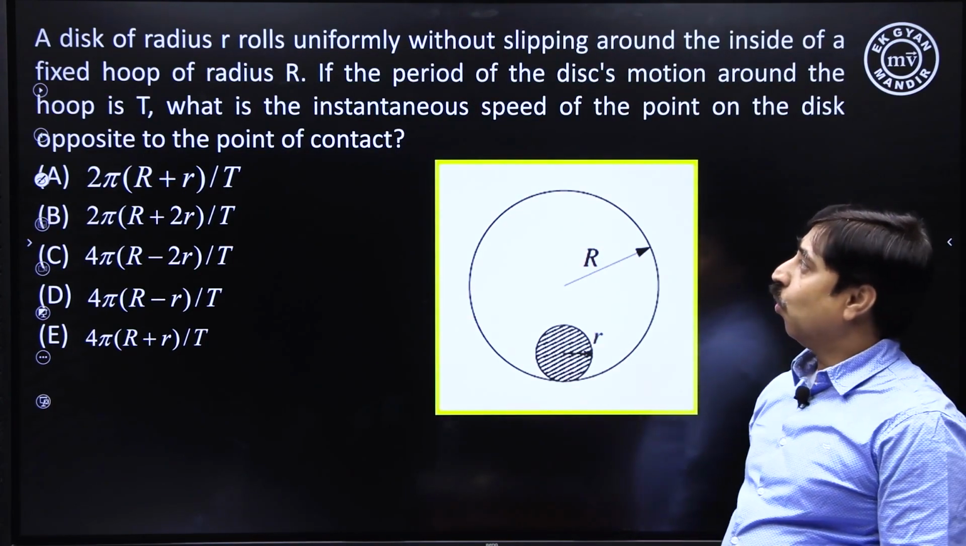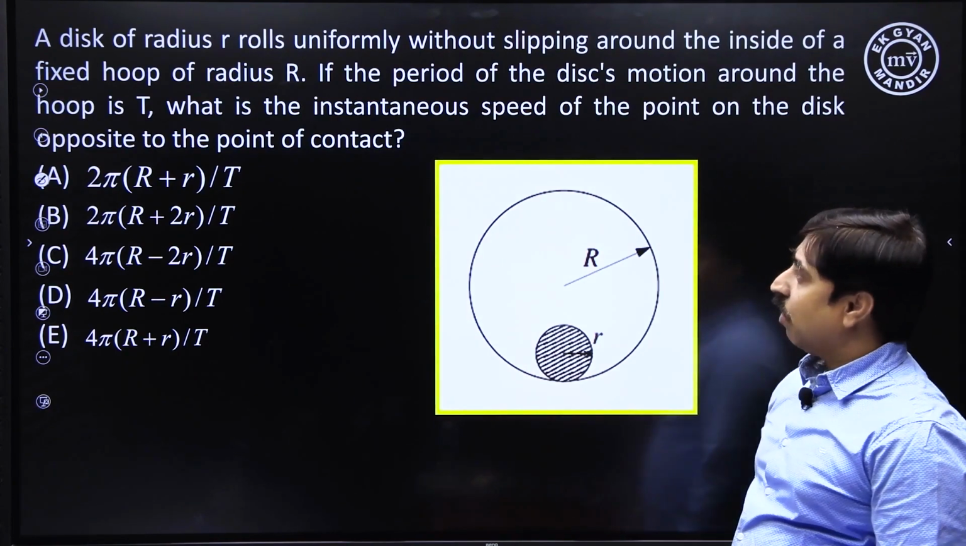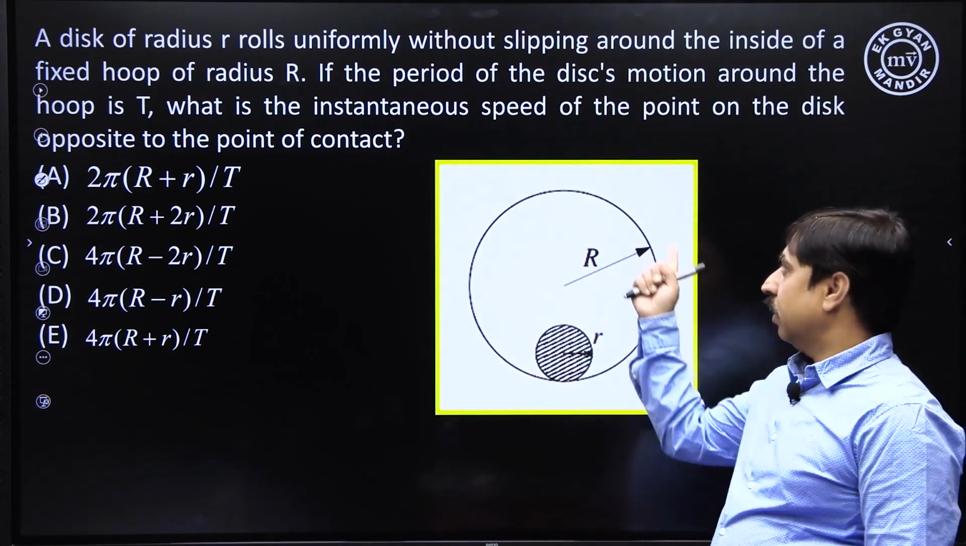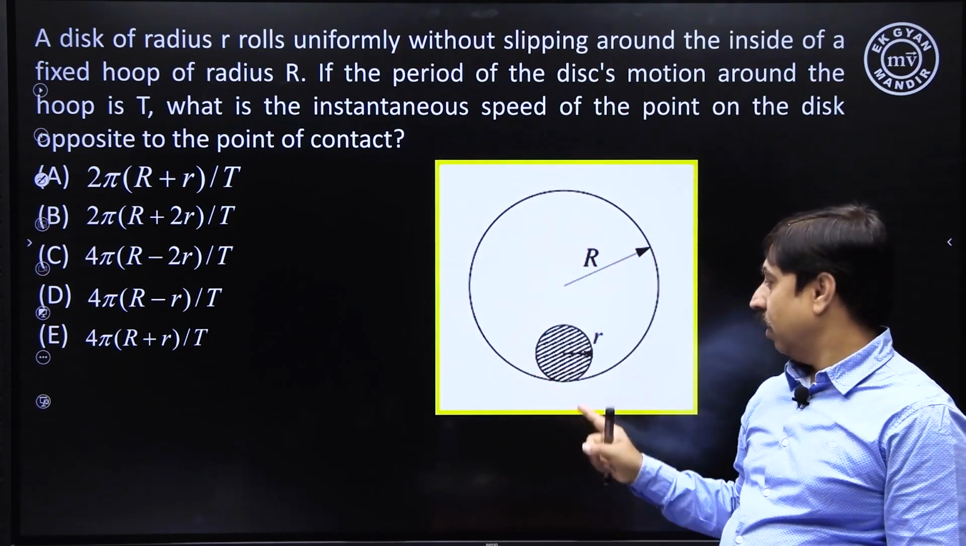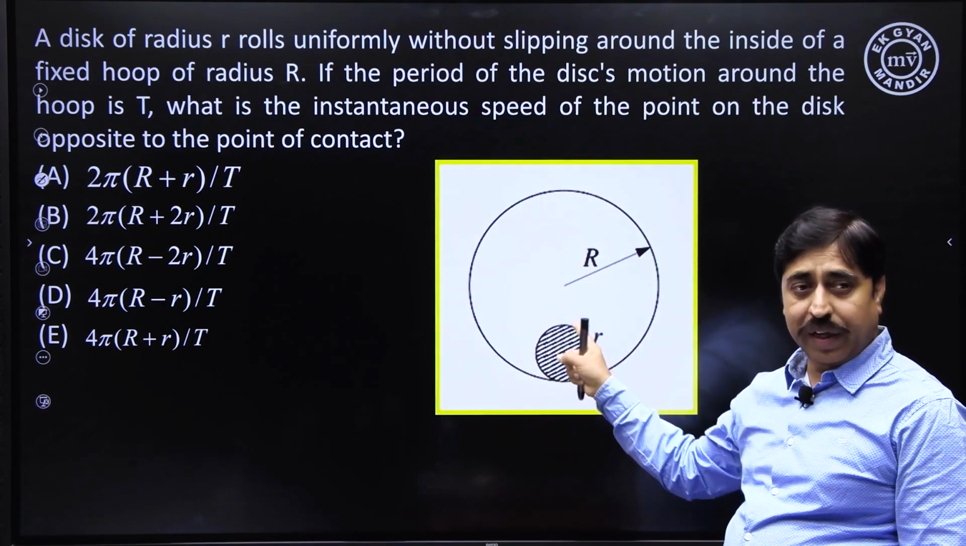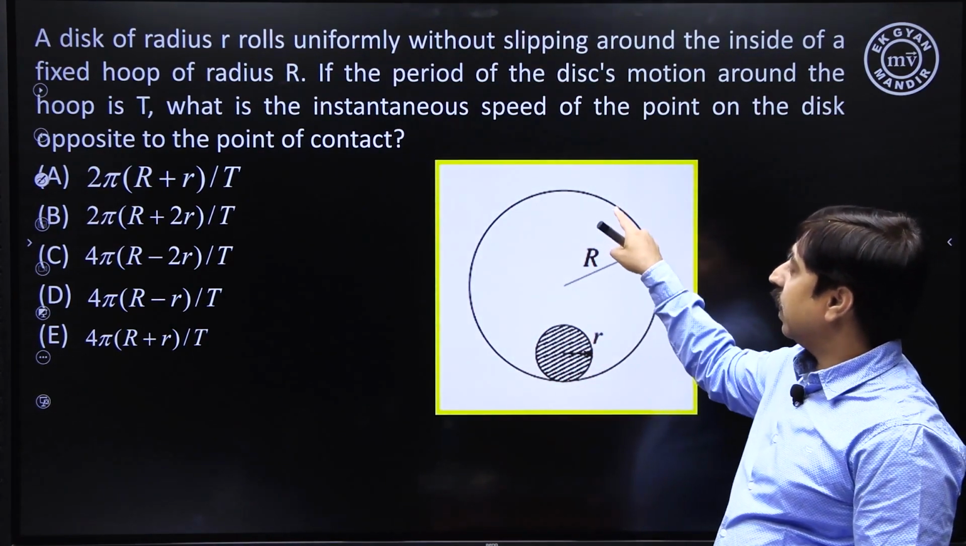A disk of radius small r rolls uniformly without slipping around the inside of a fixed hoop of radius capital R. This is a fixed hoop. Hoop means ring. This is a ring of radius capital R and this is the disk of radius small r. So this disk is rolling without slipping inside this hoop.